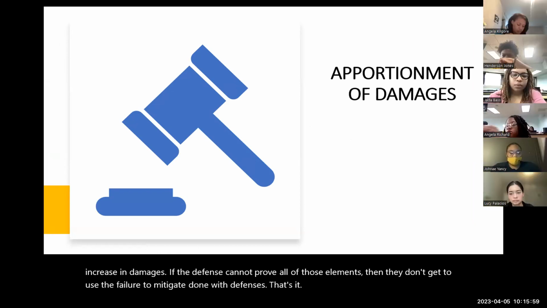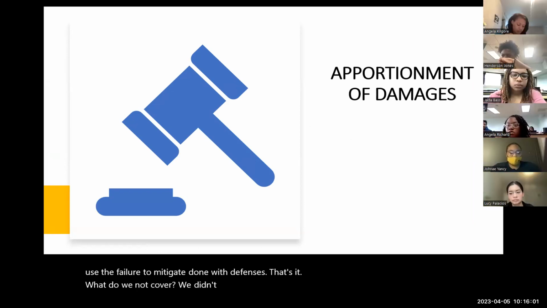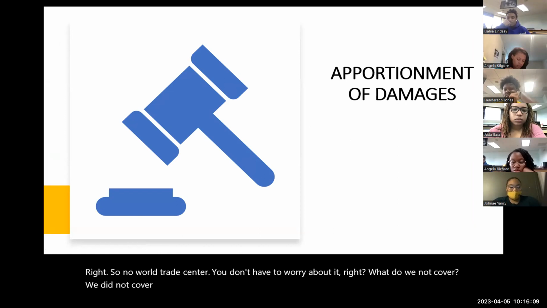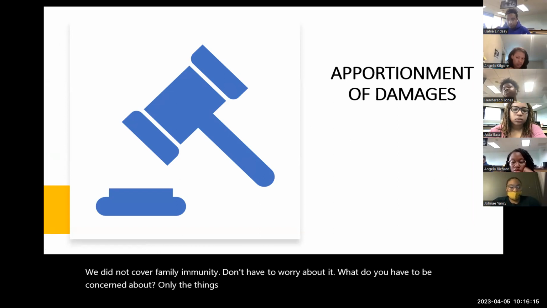What did we not cover? We didn't cover immunity, right? So no World Trade Center, you don't have to worry about it. What did we not cover? We did not cover family immunity. Don't have to worry about it. What do you have to be concerned about? Only the things that we're covering.